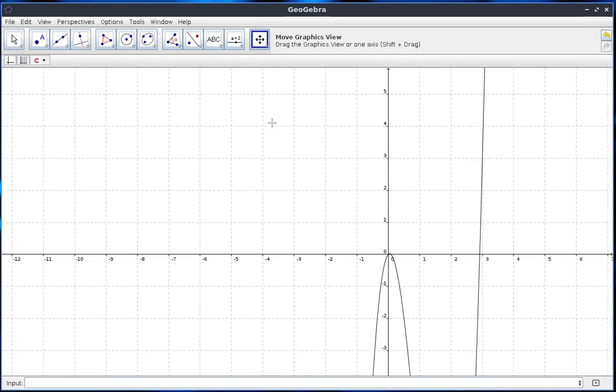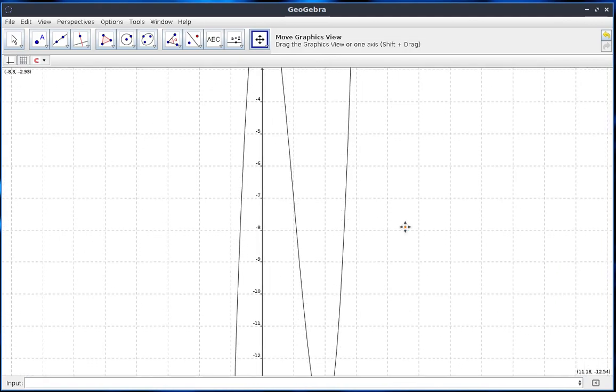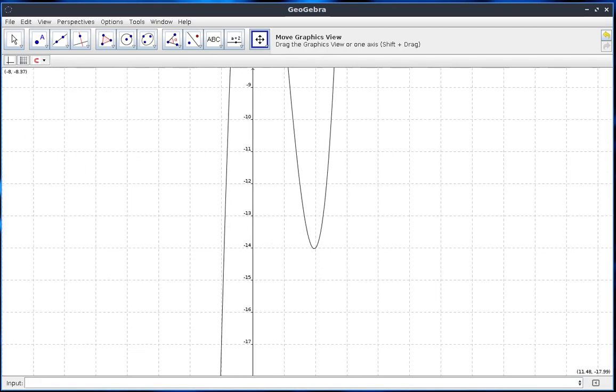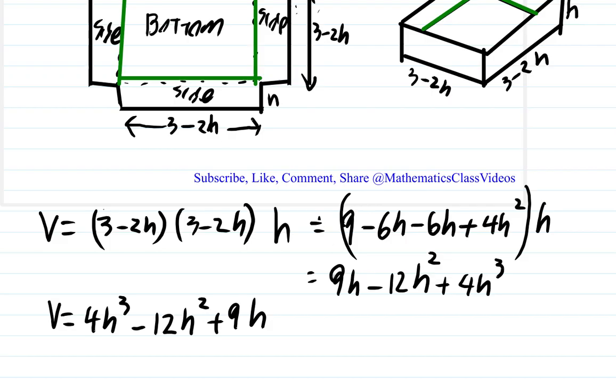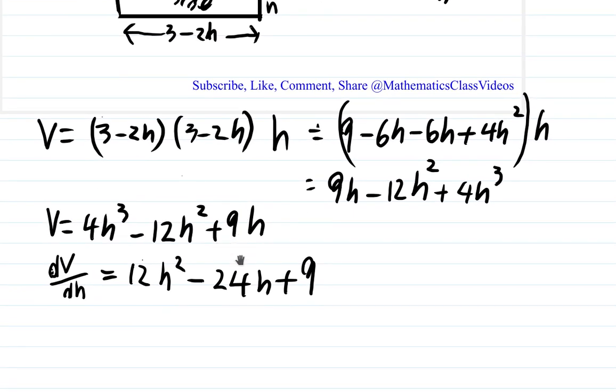Alright, we have a maximum point at, you see, like 0, 0, and a minimum point at negative 14. But let us see what happens here. If we find the derivative dV by dh, we're going to get 4 times 3, which is 12h squared, minus 2 times 12, 24h, plus 9. Right, remember, you have to practice your differentiation to see exactly what's going on.